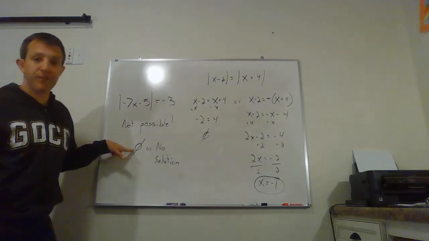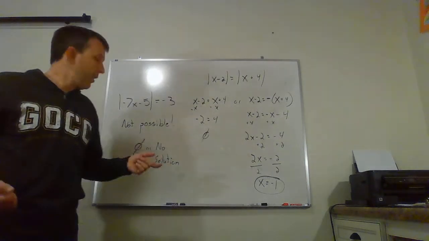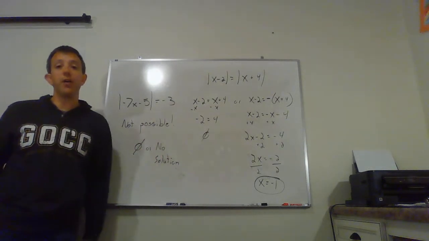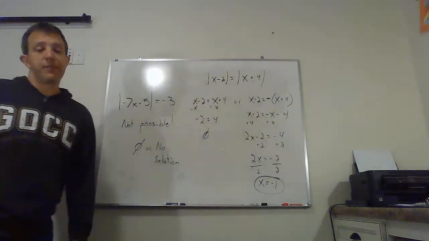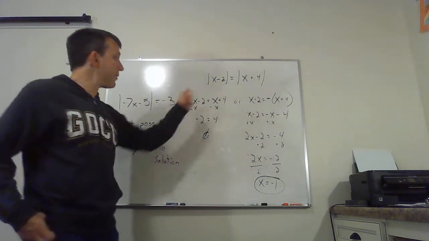So you'll see here I have a circle with a line through it. That means there's no solution, or you can just write out no solution. Either one. So this one's not possible. Hence the reason I called it a little bit weird. All right, let's look at the other one.